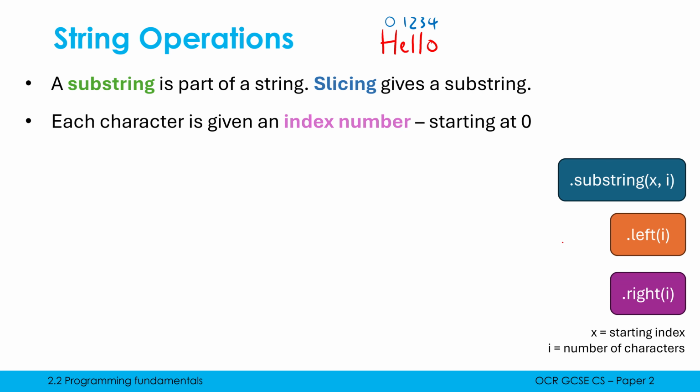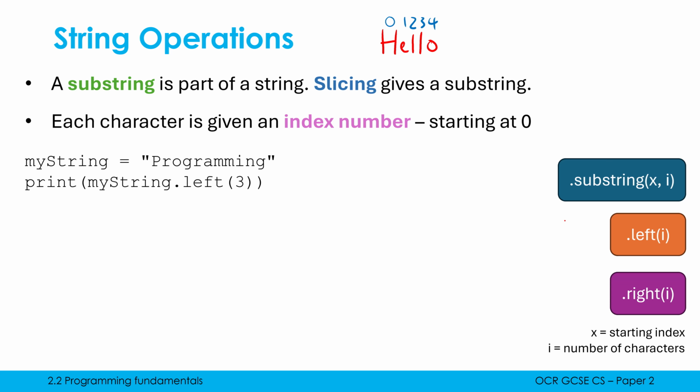So this is what it says in the OCR specification, where I've got X and I. X is our starting index and I is the number of characters. So this is what they might give you in the exam as a recap, but what on earth does all of this mean? Well, let me show you some examples.